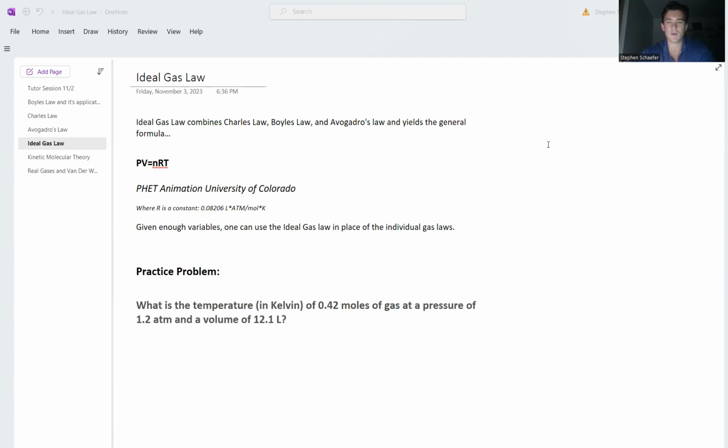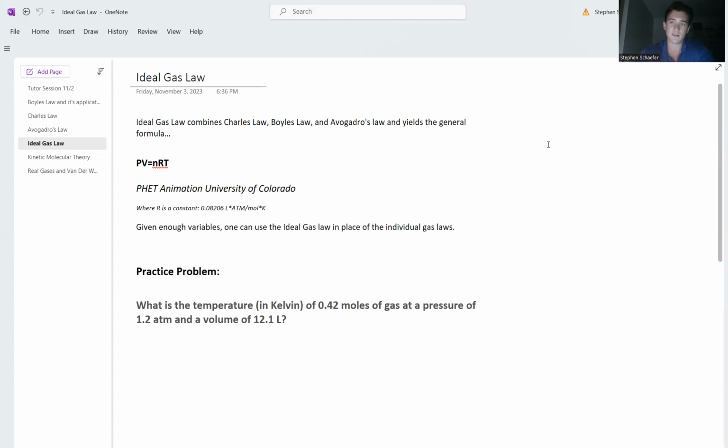So I put in the PhET animation from the University of Colorado. That's a good resource if you want to see how gas law interactions work on a more qualitative level, right? So go check that out for sure. And then we'll talk about the gas constant a little bit.